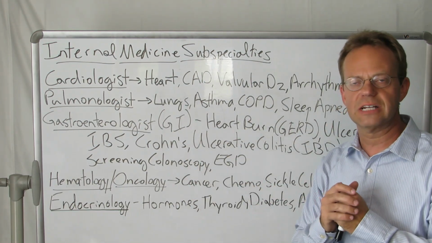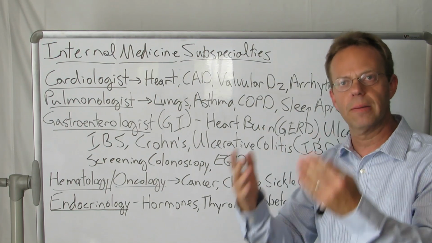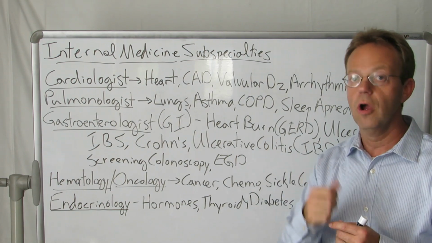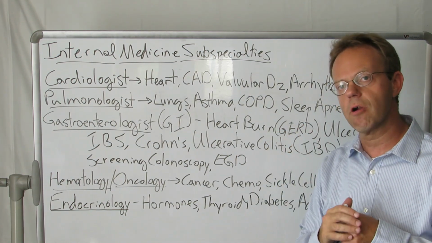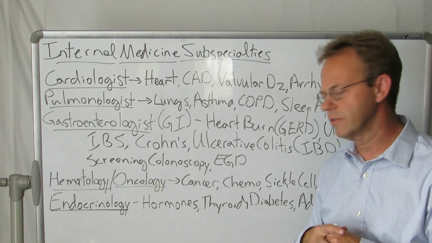Most diabetes is actually type 2, and most type 2 diabetes is actually treated by primary care physicians. However, if the type 2 diabetes is super severe, or if the person has type 1 diabetes and they're on insulin, then oftentimes they'll see an endocrinologist for their diabetes.